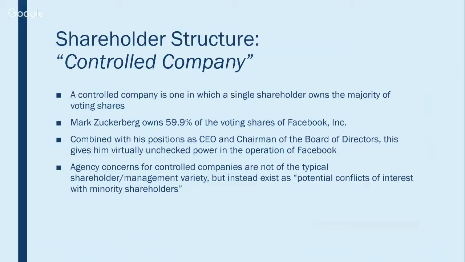So the next area that we looked at was also in shareholder structure, and it was about the controlled company aspect of Facebook. A controlled company is one in which a single shareholder owns a majority of voting shares. Facebook currently, the majority shares are owned by Mark Zuckerberg. He has 59.9% of the voting shares of Facebook, which, to give you a little context, all of the executives in Facebook combined, including his 59.9% share, total 60.4%. So he truly has the supermajority.